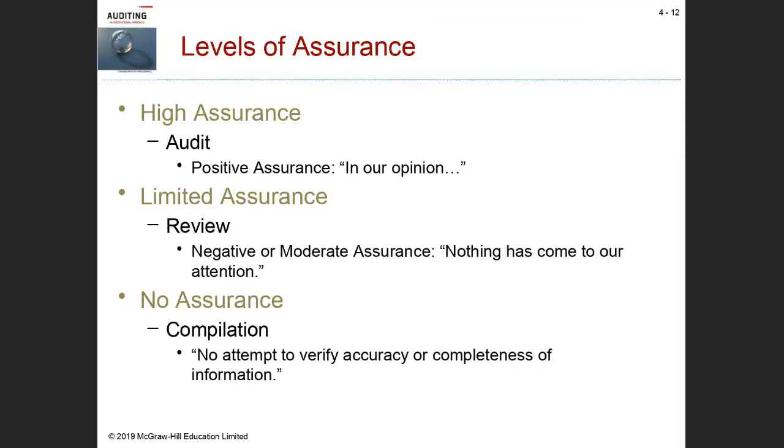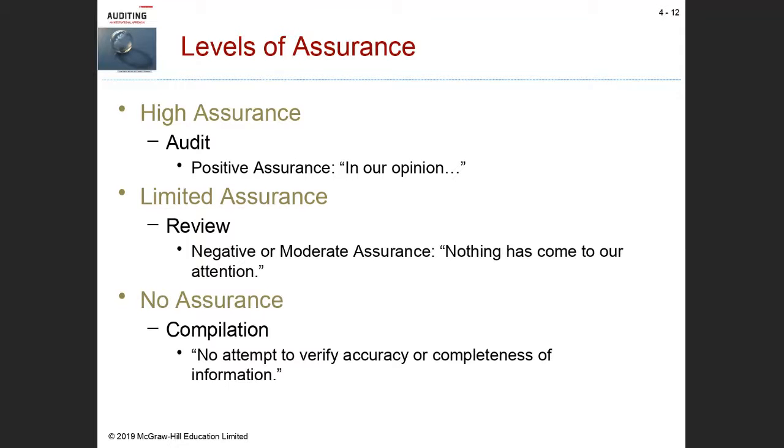Compilation, we already said, we give no assurance, and in that report, we state there's been no attempt, right, to verify the accuracy or the completeness of the information, right? So in an audit opinion, we state the financial statements present fairly. In a review engagement, we say that the financial statements are okay because nothing has come to our attention to lead us to believe that they're not okay. But in a compilation, we actually state, by the way, we haven't tried to verify the data, and we don't know if it's all recorded or not, right? No attempt to verify accuracy or completeness of information.